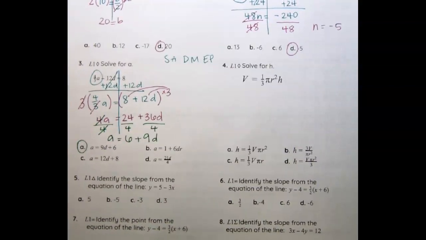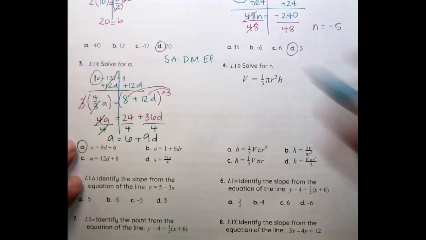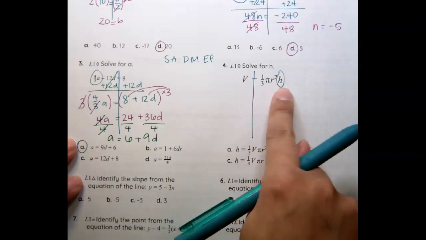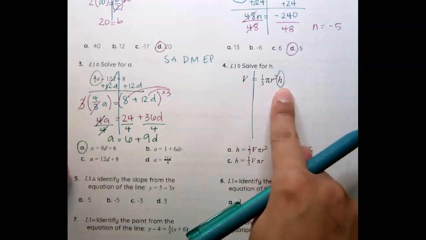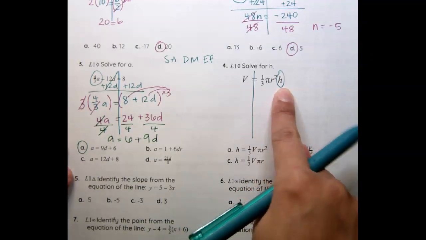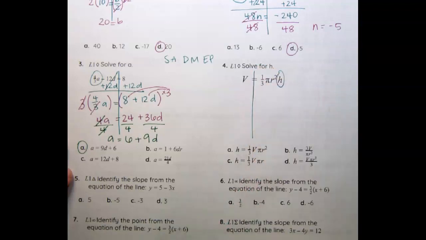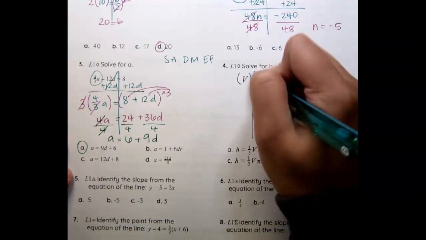So don't get confused with that. Number 4, we are solving for h. That's what I'm solving for, so everything on this side that is not h, I need to get rid of. I don't have any parentheses that tell me to distribute, but I do see a fraction. This is 1 divided by 3. The opposite of dividing by 3 is multiplying by 3.